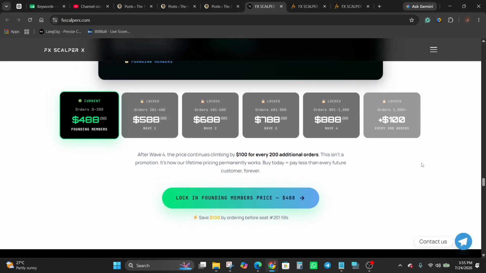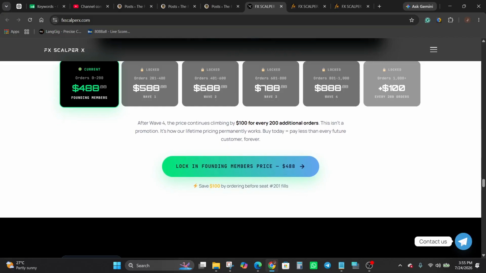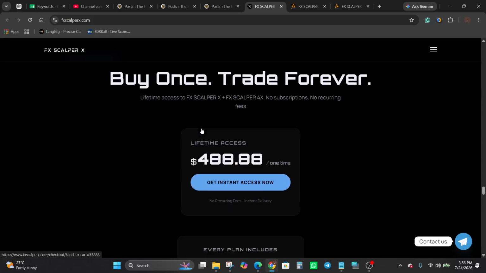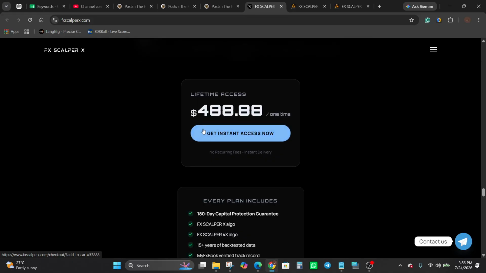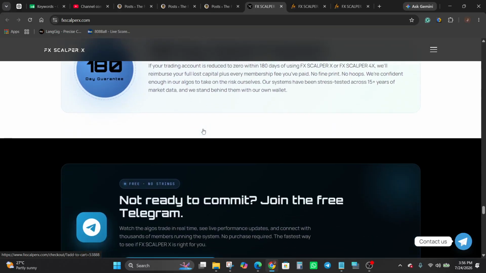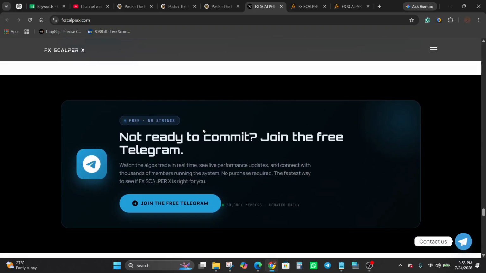Now, every plan includes the 180-day capital protection guarantee, which states that if your account is reduced to zero within that window, they will reimburse your lost capital plus your membership fee. The site also features written testimonials with specific personal results, things like account growth over several months. I'll just note that those are user testimonials, not independently verified figures the way the MyFXBook accounts are. So it is worth treating them with a different level of weight.